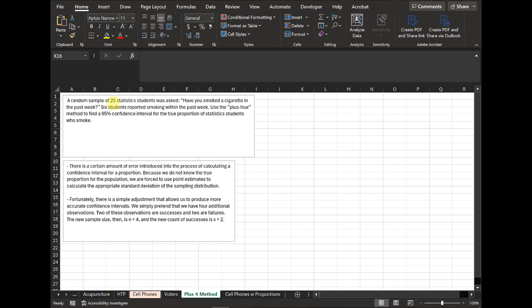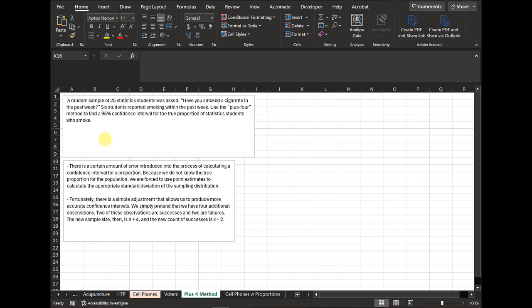So we have that a random sample of 25 statistics students was asked, have you smoked a cigarette in the past week? And 6 students reported smoking within the past week. And we're asked to use the +4 method to find a 95% confidence interval for the true proportion of statistics students who smoke. So if you look in the slides or in the book, you will see a description of where this idea comes from.